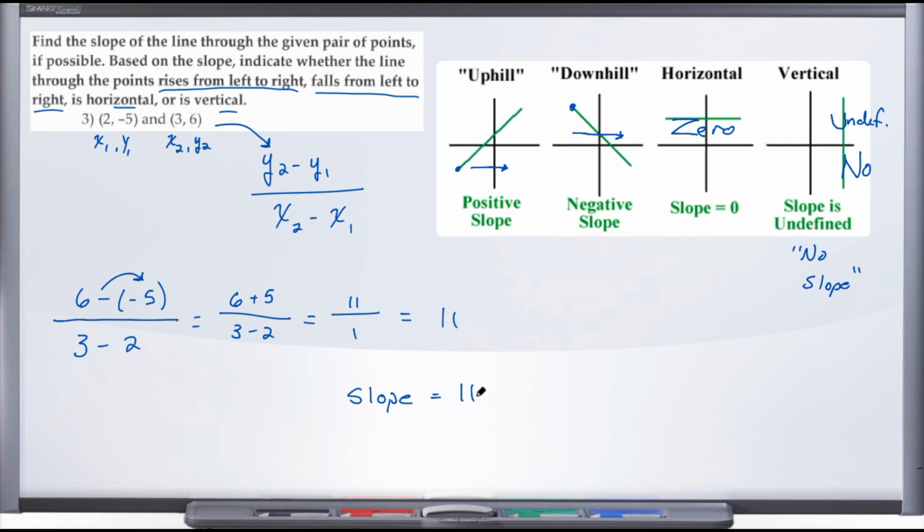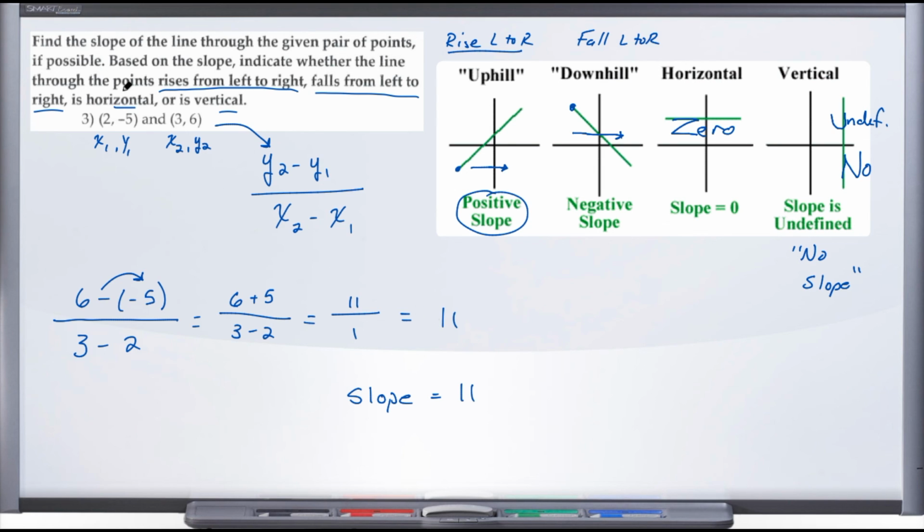Now, because our slope is positive, we can see based on our visual examples that positive slopes are going to rise from left to right. This is rise from left to right, this here is fall from left to right, and then of course we have horizontal and vertical. So since our slope was positive, our line is going to rise from left to right.